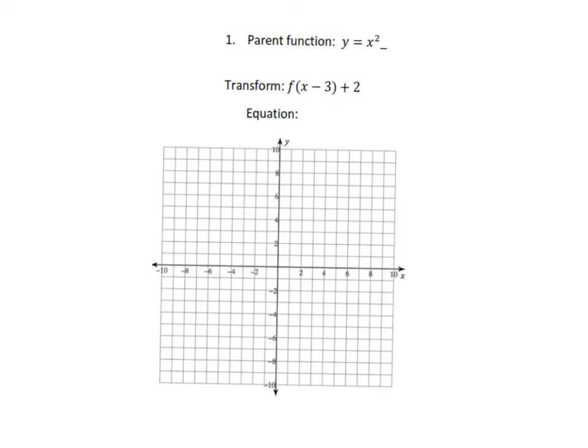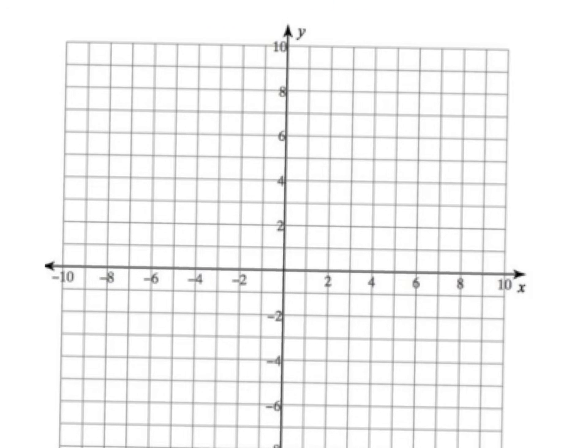Okay, so the instructions for this problem are to graph the parent function and then graph the transformation. And so here we have the function y equals x squared, the parent quadratic. We're going to quickly graph that function, and then we'll talk about how we're going to transform it. A quadratic, of course, is a parabola. And so we're going to graph the points.